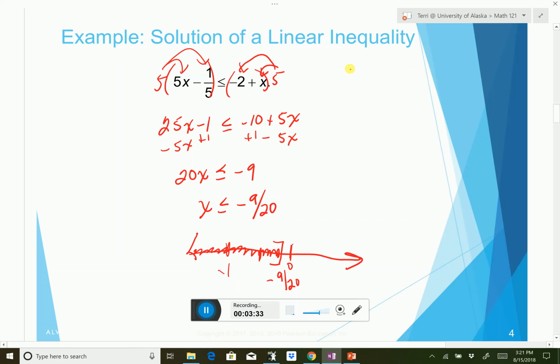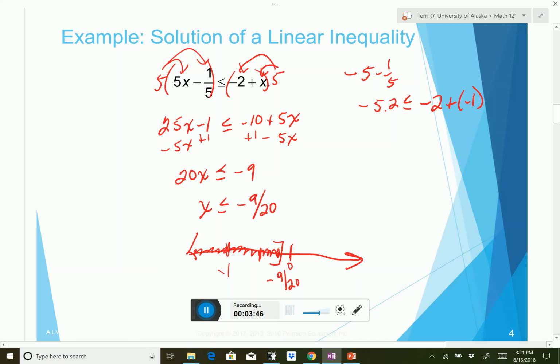So I'm going to go 5 times negative 1, so negative 5 minus 1/5. So it's negative 5.2. Is that less than or equal to negative 2 plus negative 1? And it is. So this is probably correct. Now you can also check the exact number just to make sure. I'm not going to worry about that right now.